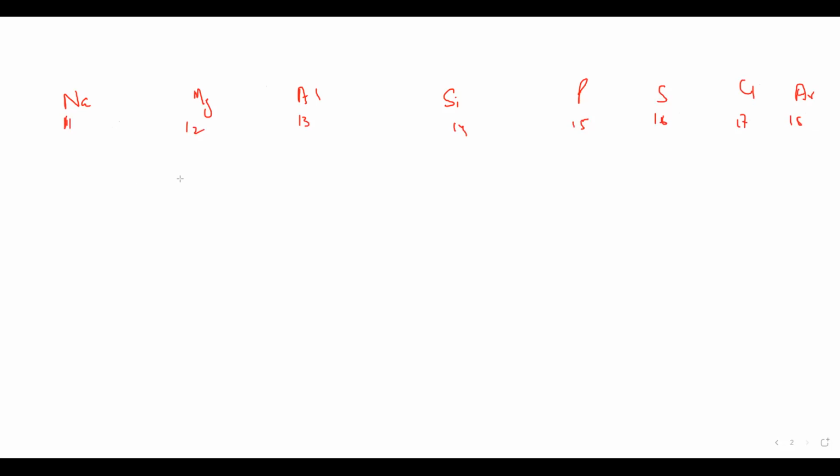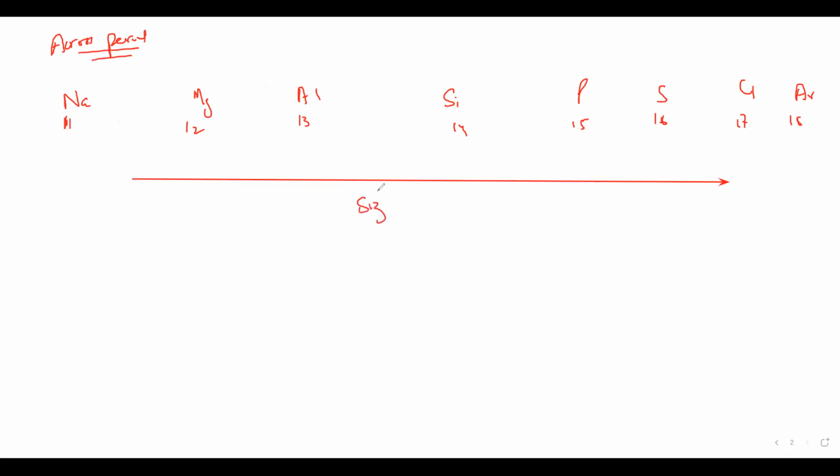So when we compare, as we move across the period, the size will decrease. What is the reason why the size is decreasing? Because the nuclear charge increases. The shell is the same, because they all belong to period 3, so they will all have 3 shells.